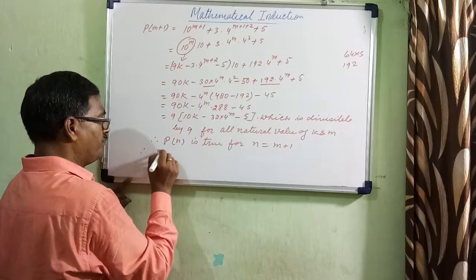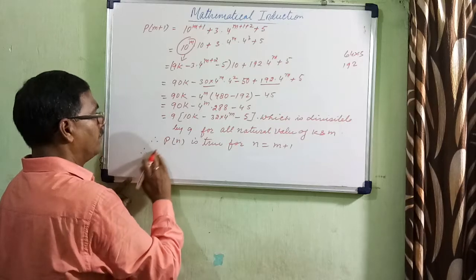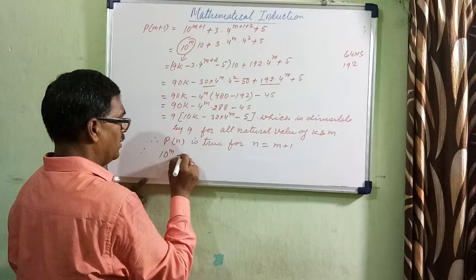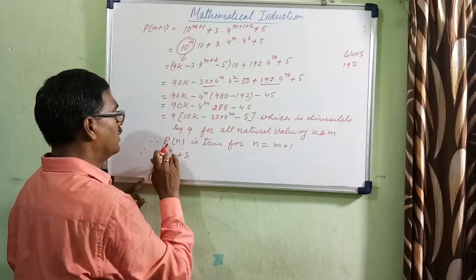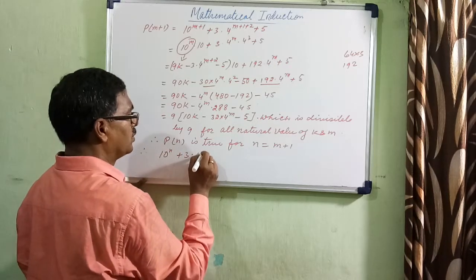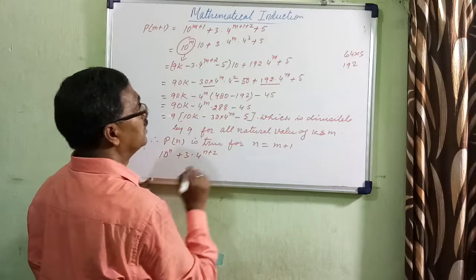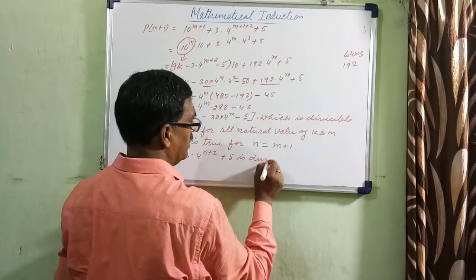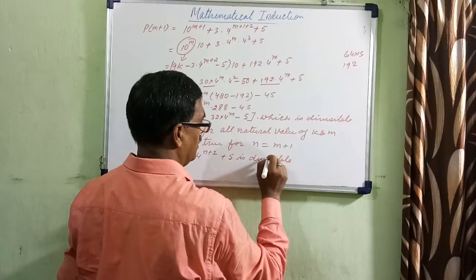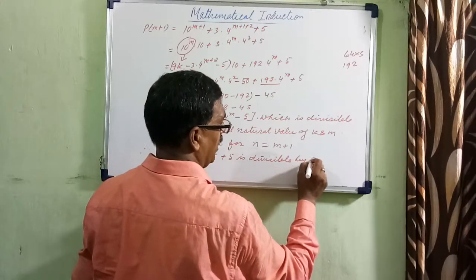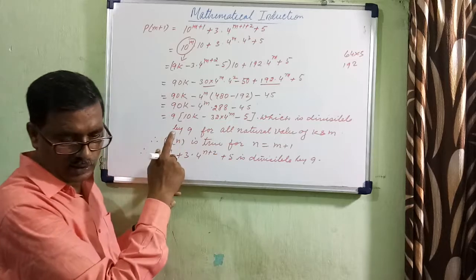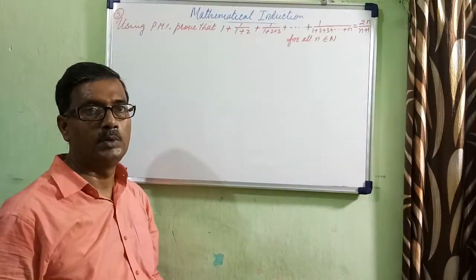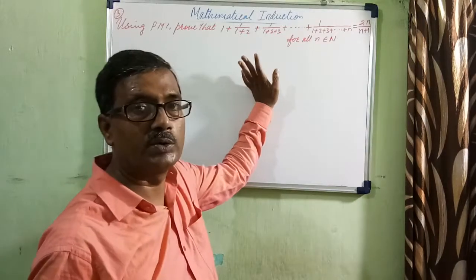Therefore 10 to the power n plus 3 into 4 to the power n plus 2 plus 5 is divisible by 9. Whatever the question it was given earlier, you can go for that. That is the answer. Now, till now we have discussed about the divisibility.